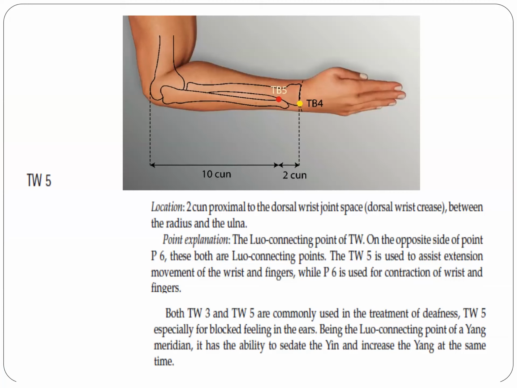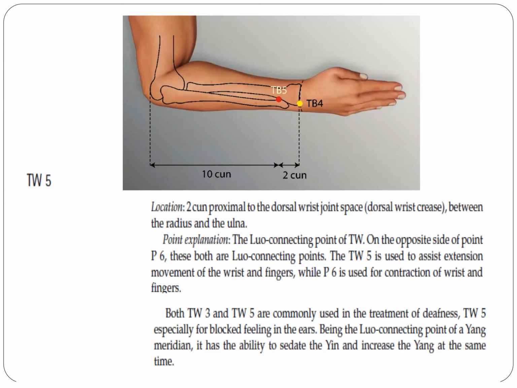Its location is Tushun, proximal to the dorsal wrist joint space or the dorsal wrist crease between the radius and the ulna. Triple warmer 5 is the luo connecting point of the triple warmer. On the opposite side of this point is pericardium 6. These are both the luo connecting points. The triple warmer 5 is used to assist extension movement of the wrists and fingers, while pericardium 6 is used for contraction of wrist and fingers.